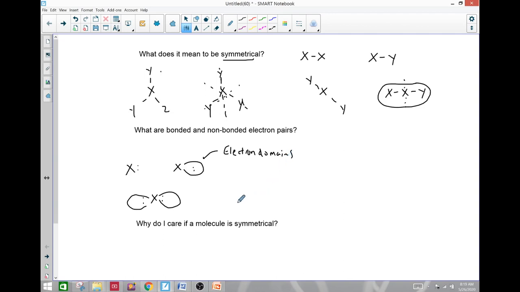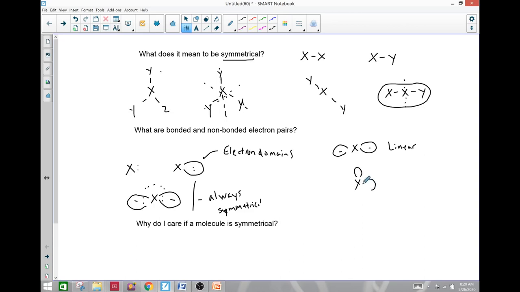It may sound strange, but electron domains are always symmetrical. Well, you may say, how can that be? Well, these guys are negative, and they will always push away from another negative. Therefore, they always form a symmetrical shape, no matter what. So I could have something like this, where I have an electron cloud here, and I have an electron cloud here. We call that shape linear, and we'll get into that more in a moment, but that's linear. And that's symmetrical.